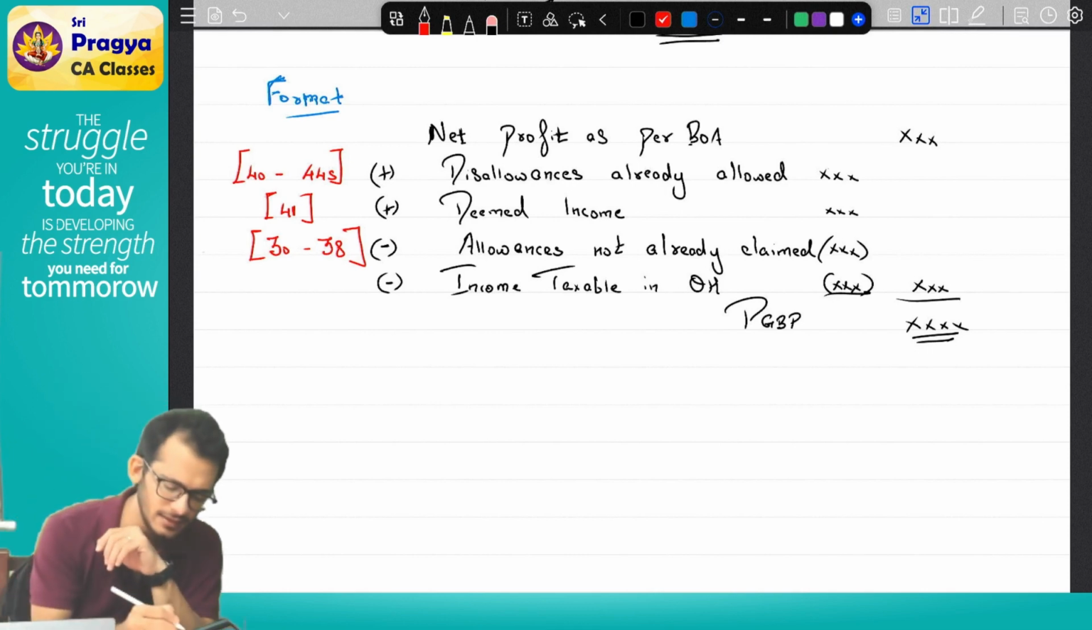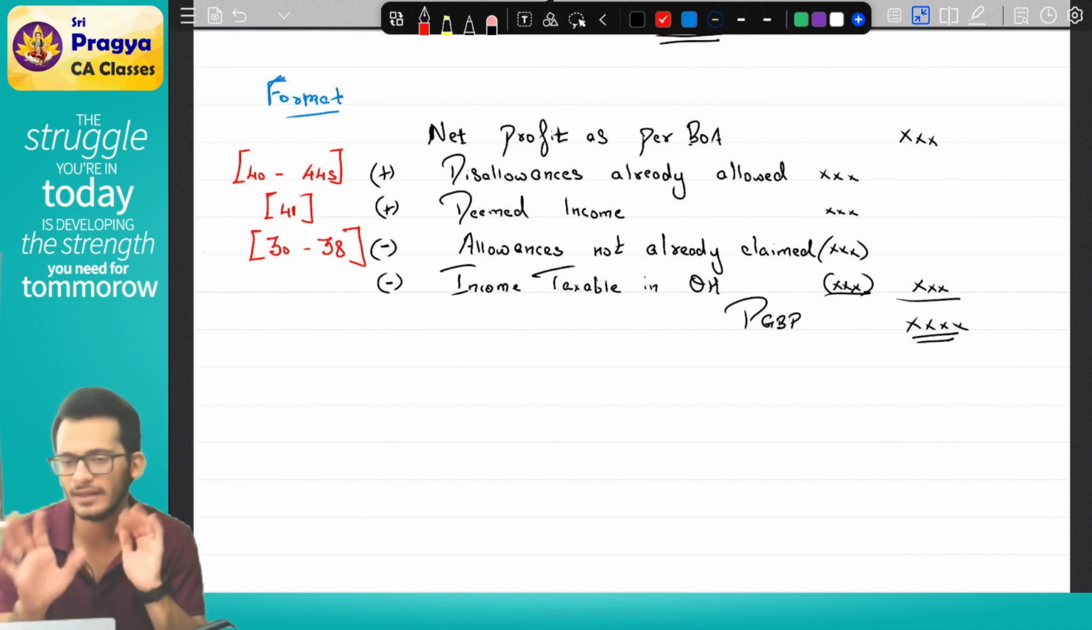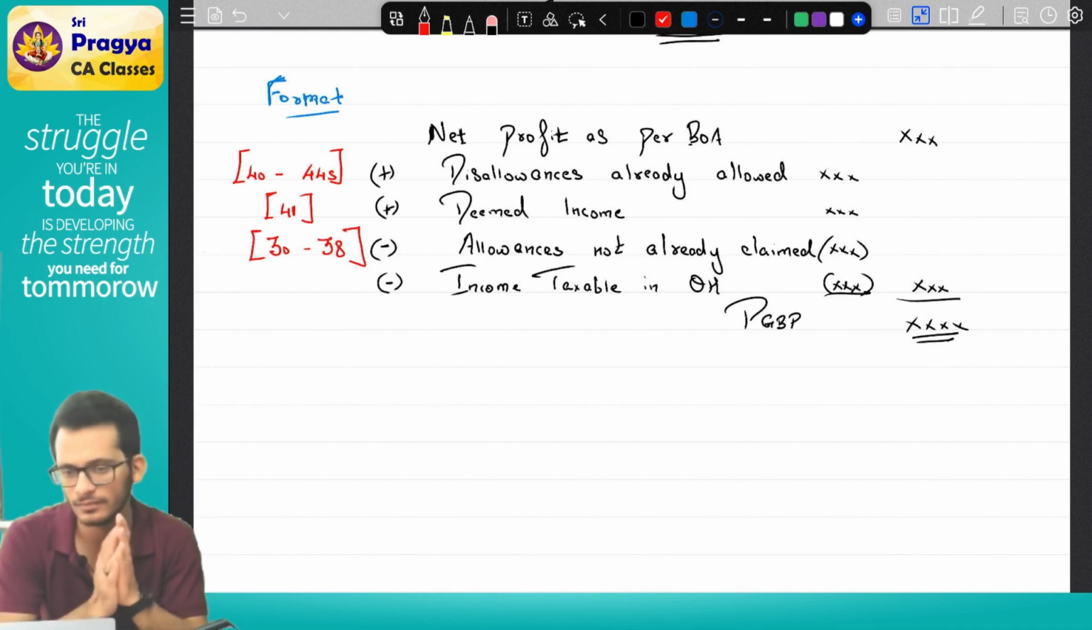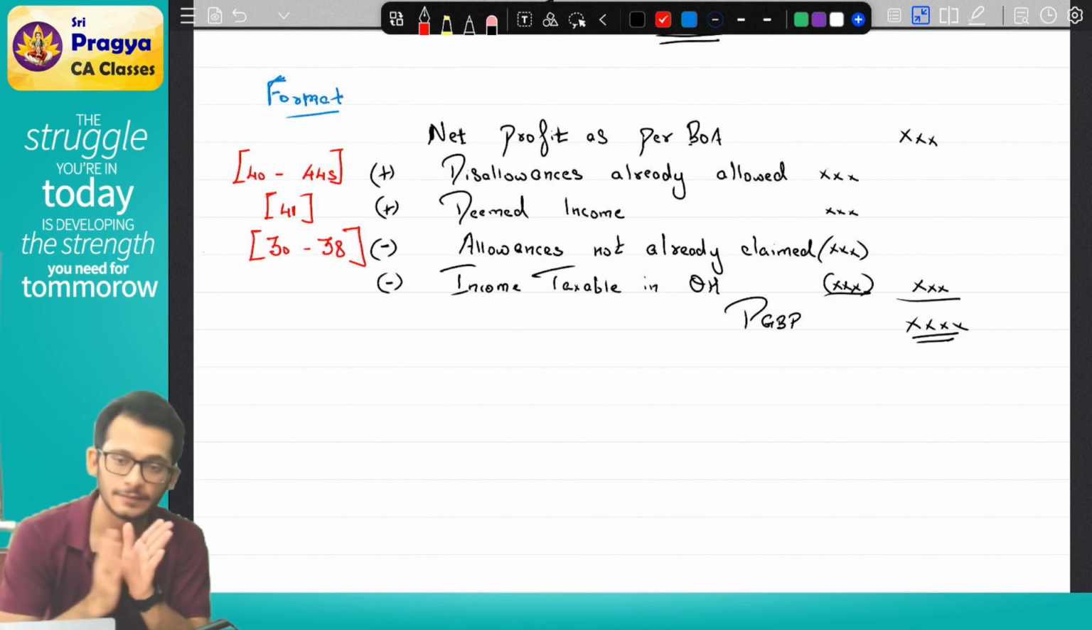And the last item is income taxable under other heads. There is no section for it. Anyway, if you have an income not part of this, just remove it off. These are your 3 items. Yes or no? Yes. This is your format.